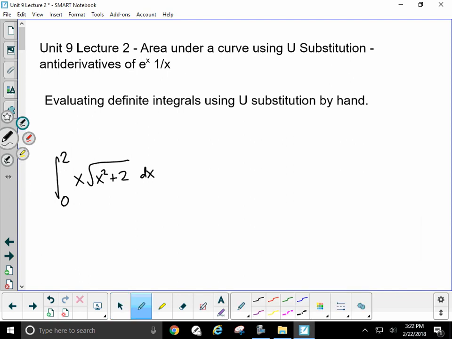We're going to now evaluate an area under a curve using U substitution. And if we did not know what we were doing, you'd probably still get the right answer. Okay? So we know, first of all, to find an area under a curve, you must take the antiderivative first. You can't plug in the 2 and then the 0. Don't forget to take the antiderivative.